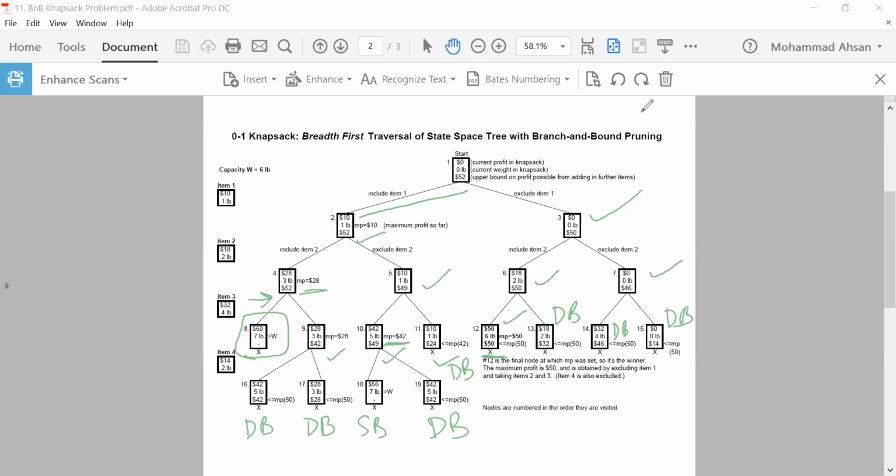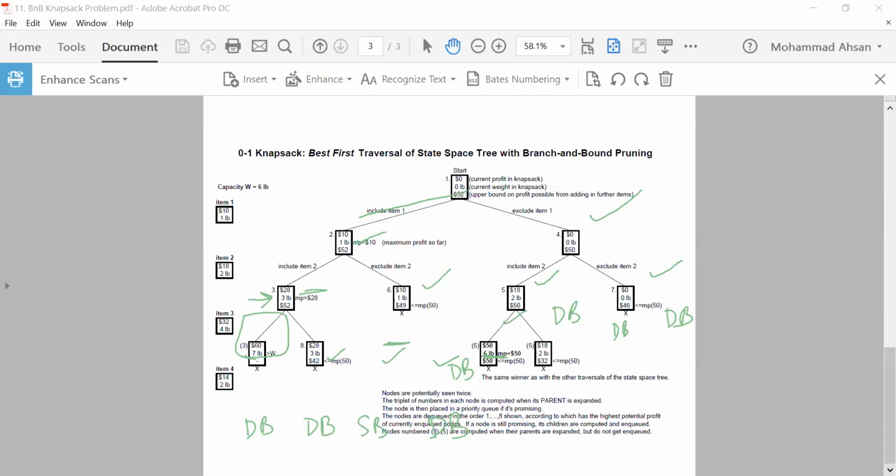Now, going to the next one. So let me just clear it off. This is again the same problem, the same tree. If you look at this tree, it is quite sparse compared to the previous counterpart. So now, what is the difference here? The way in which the traversal has been done in this case is, this is the best first traversal.